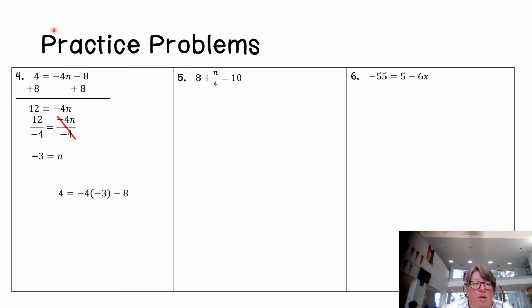We plug that back into our equation. We simplify, and we get a true statement. So we know that n equals -3 is our solution.